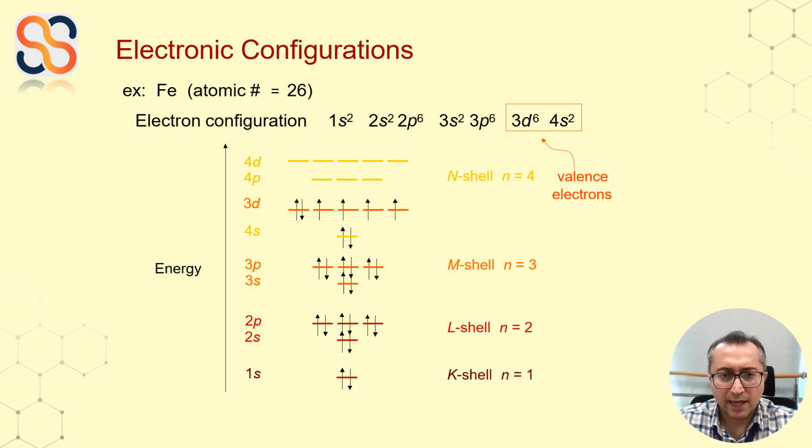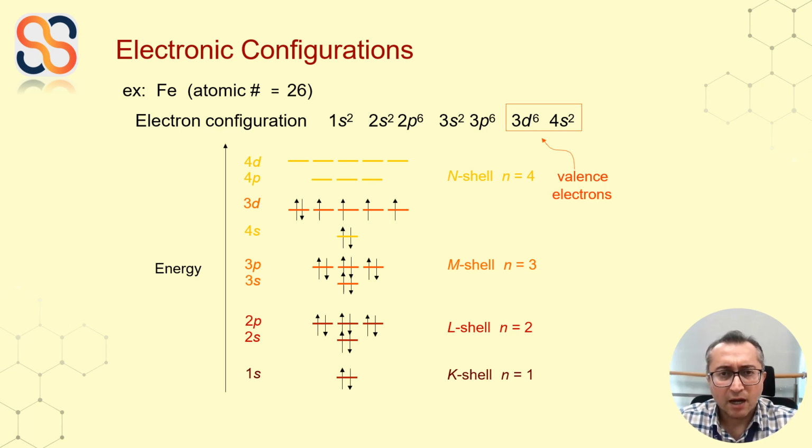The K shell, n equals 1, can hold up to 2 electrons, so we fill it first, 1s2. Next, we move to the L shell, which is n equals 2, which can hold 8 electrons. We fill that next, 2s2, 2p6. Then we fill the M shell, n equals 3 here. Again, it can hold up to 18 electrons, 3s2, 3p6. That fills up the M shell.